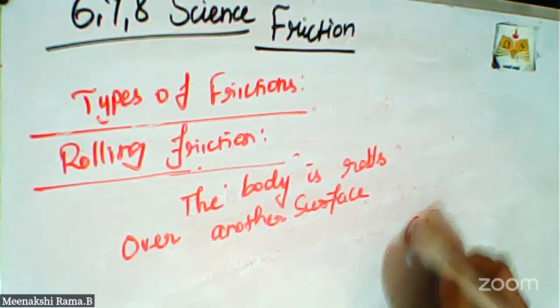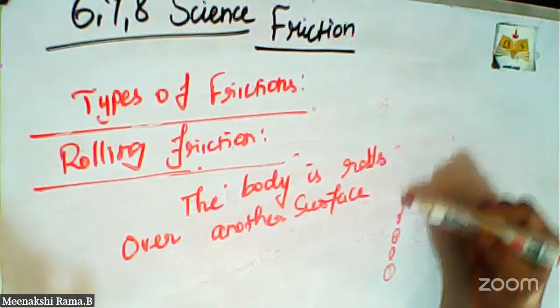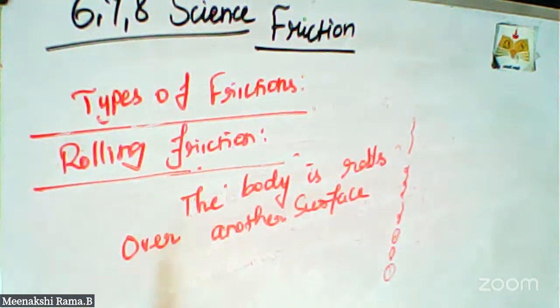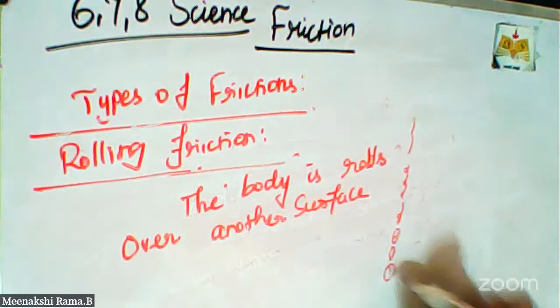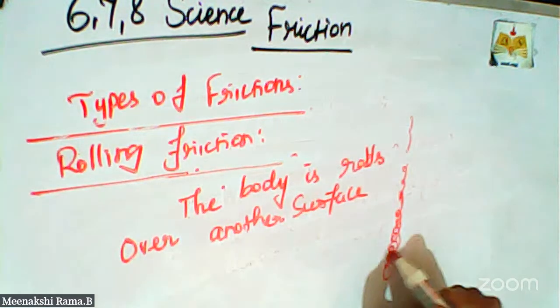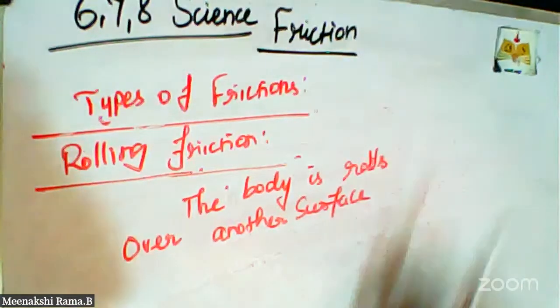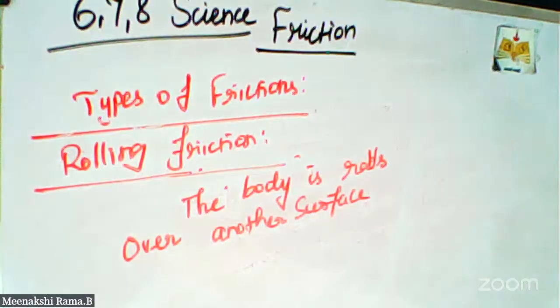The ball: when we move the ball on a plain floor, the ball is always rolling in that area. Two small kids are playing a ball game, rolling the ball on the floor. The surface contact is between the ball and the floor only. So the ball rolls on that area. So this is the example of rolling friction.